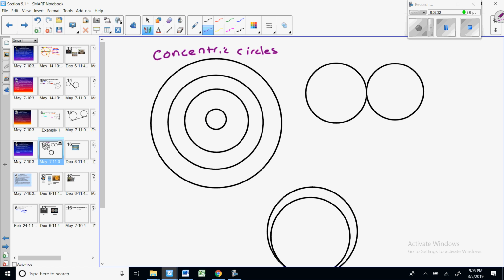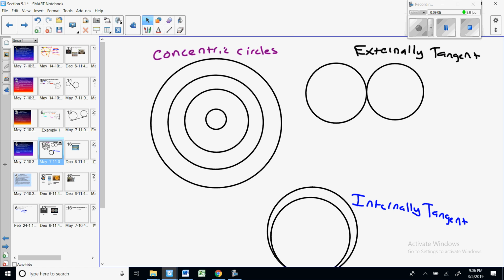Our next set of circles that we have are externally tangent circles because they intersect on the outside of both circles, and as a result, they're externally tangent. And our last set of circles down here are internally tangent circles because they intersect on the insides of the circles. All right, so these are different examples that we have.